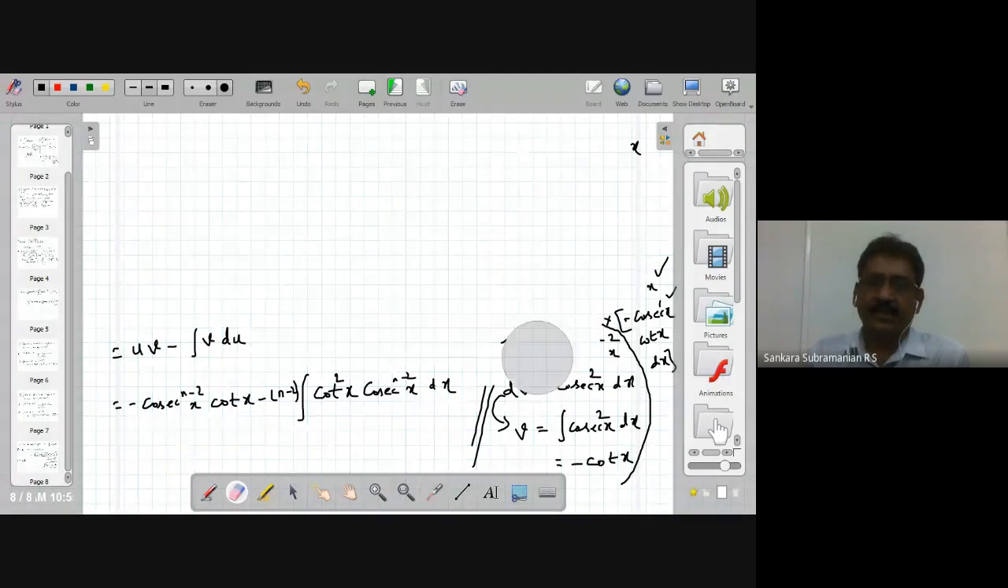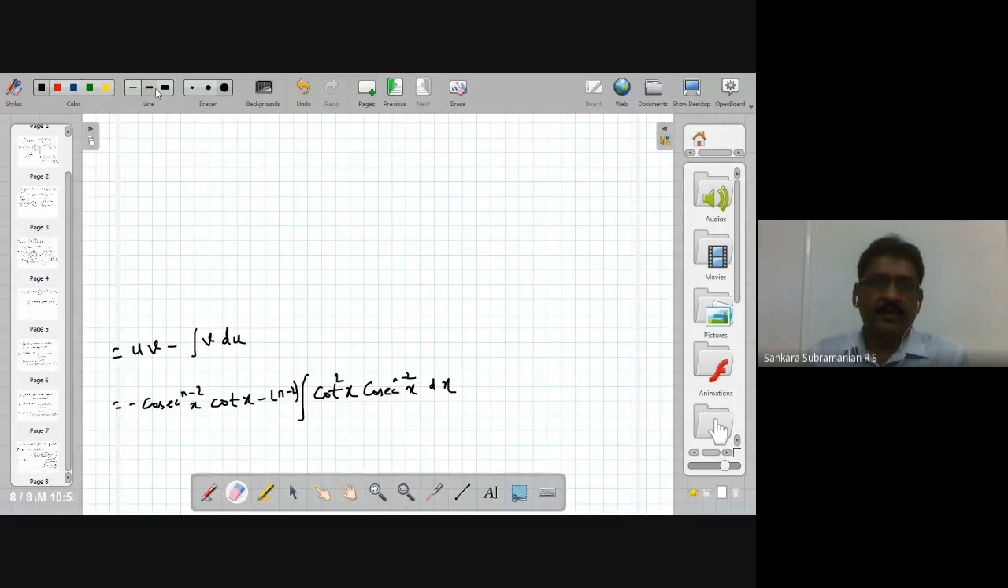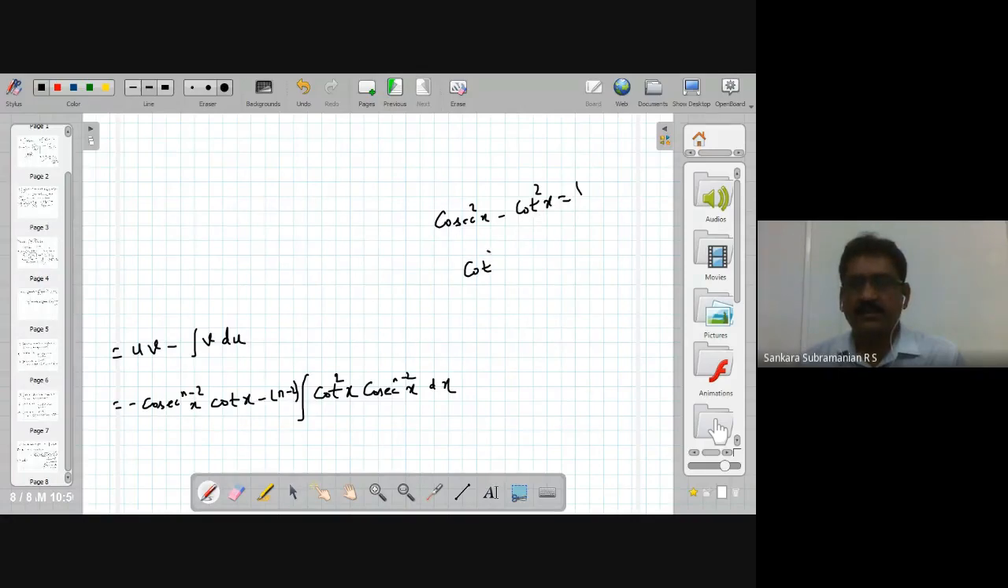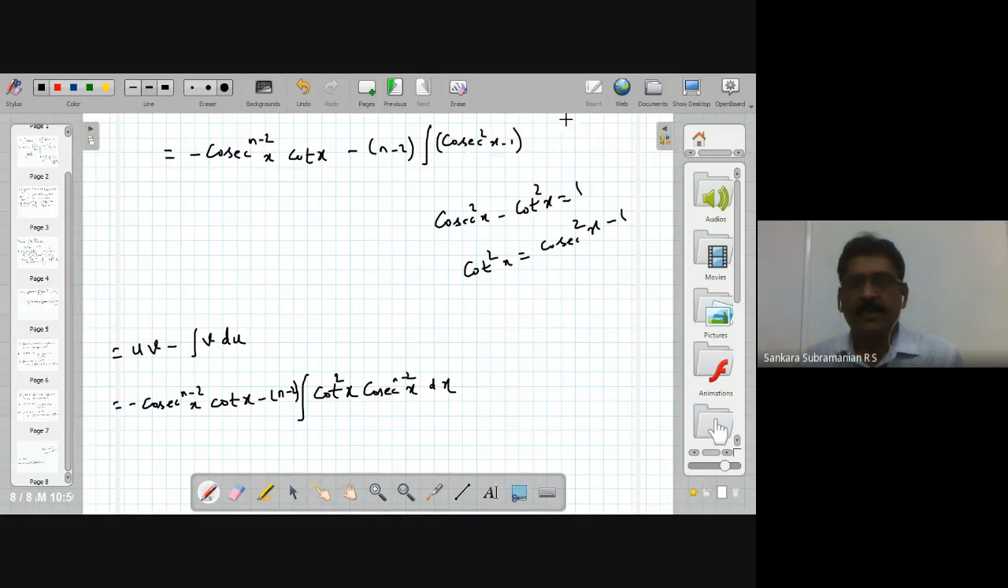அப்புறம் என்ன பழையபடி தான் cosecant square theta minus cot square theta equal to 1. I want to write cot in terms of cosecant square theta. அப்போ cosecant square x minus cot square x equal to 1. அப்போ எனக்கு cot square x வேணும். Cot square x is equal to cosecant square x minus 1. So அப்போ இந்த இடத்துல I n equal to minus cosecant to the power n-2 times of x into cot of x minus n-2 times of integral. I'll just write cosecant square x minus 1 times of cosecant to the power n-2 times of x into dx. So then you will be getting the answer.